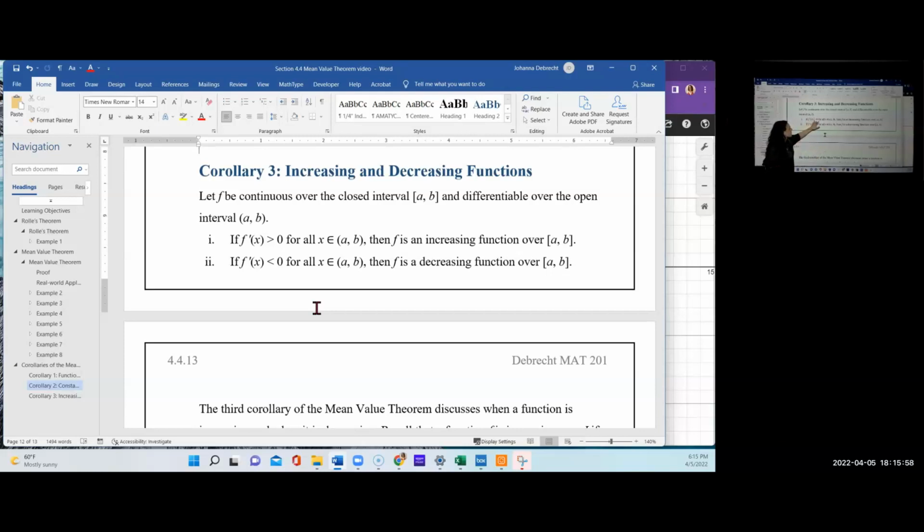If the derivative is greater than 0 for all the x between a and b, then f is an increasing function. If the first derivative, the slope of the tangent line, is always positive, well, then it's got to be going up. The function can't go down, because if it goes down, the slope of the tangent line would be negative. So when the derivative is greater than 0, slope of the tangent line is uphill, then the function is an increasing function over that interval. When the derivative is negative, then we know the original function is decreasing, going downhill over that interval.